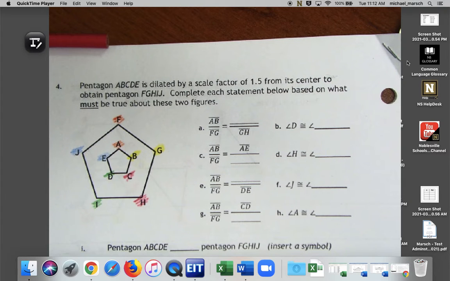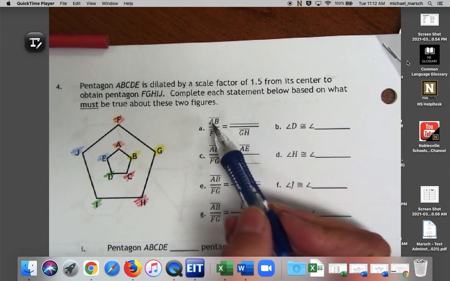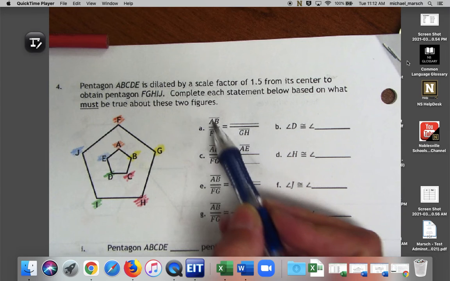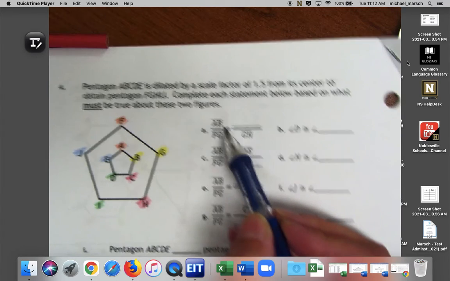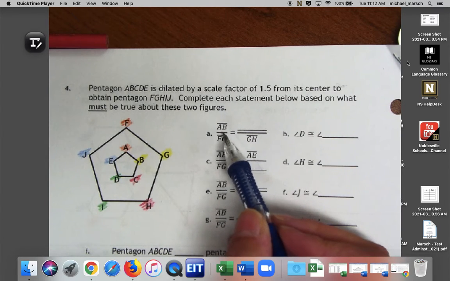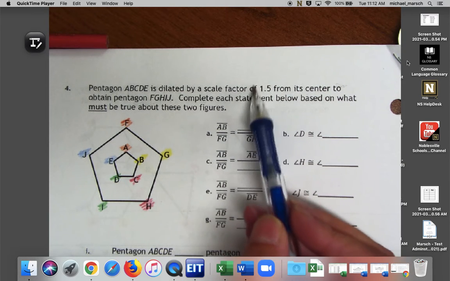All right, so here we go. We have AB is proportional. This is like a ratio, right? We're no longer using congruent because it's not congruent because we changed the size.